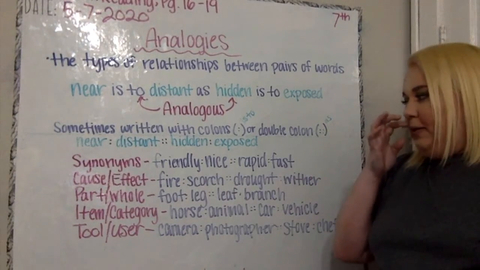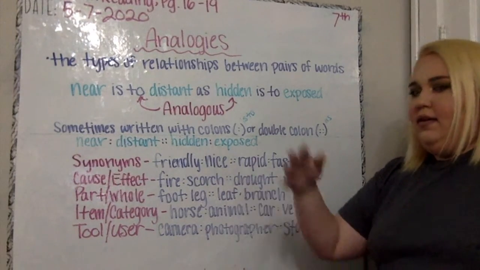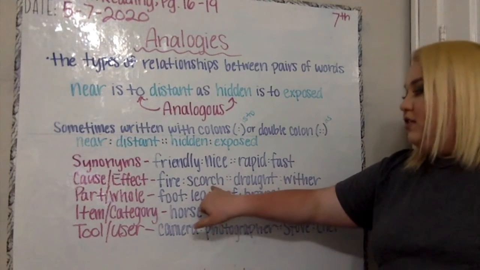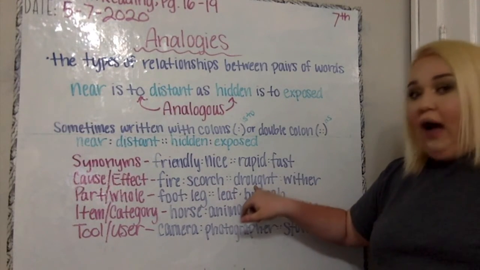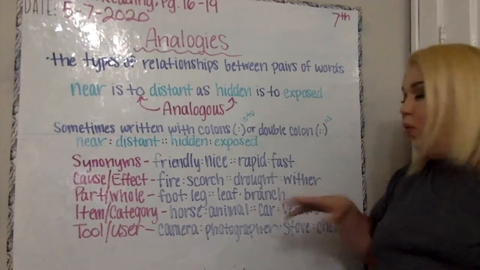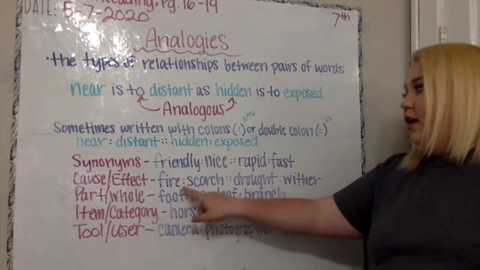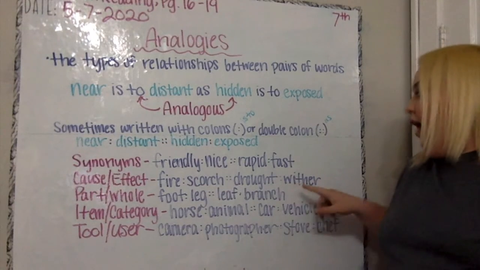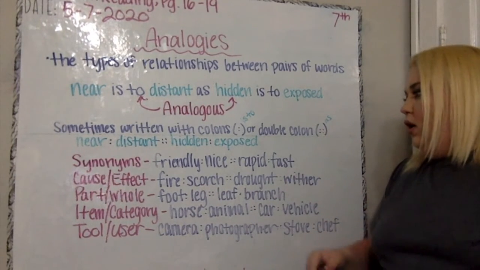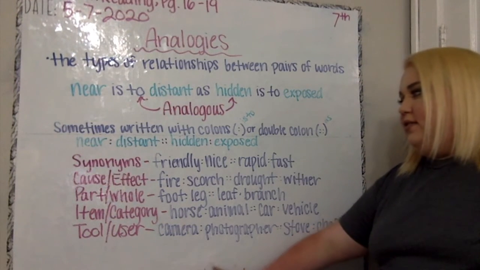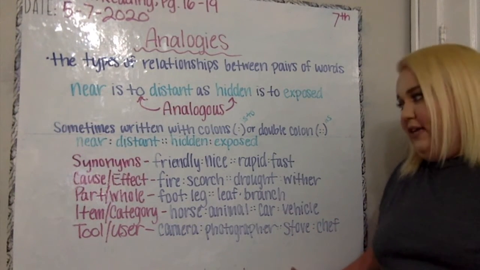Cause and effect means this leads to this, and this leads to that. So a fire leads to scorching. A drought leads to withering, plants withering, that sort of thing. So fire is to scorch as drought is to wither. So it's just saying this causes this to happen. That's cause, and the effect of that is this.